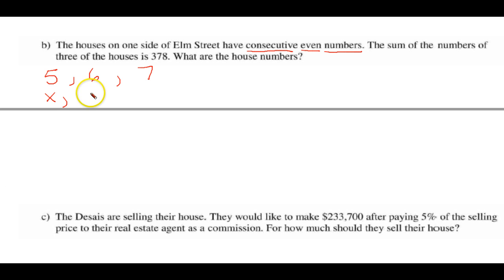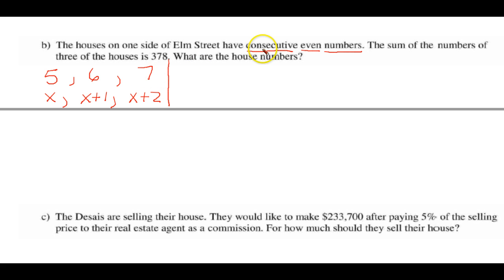And if you said x plus 1, that would be correct. And how would I write 7? X plus 2. Okay, these are consecutive integers.